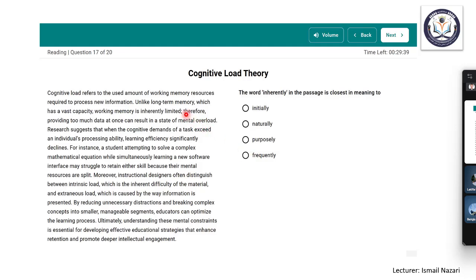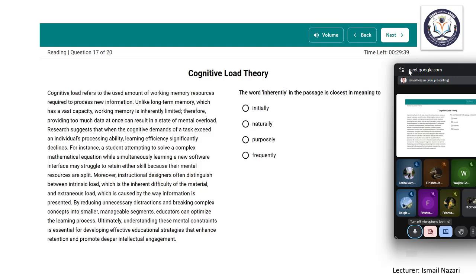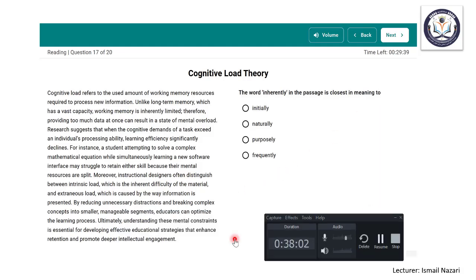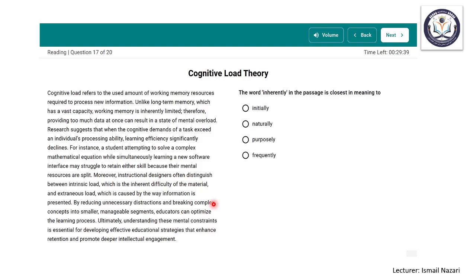Then we can read the rest here as well. Let me have your idea. Yeah, teacher, I do think naturally is correct. Okay. Everyone, send your answers, please. Okay, thank you very much.